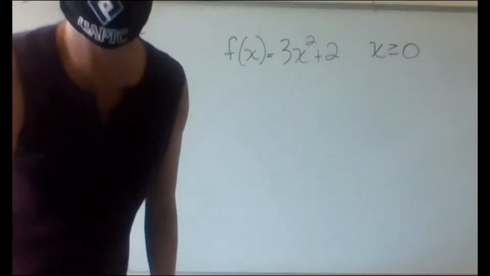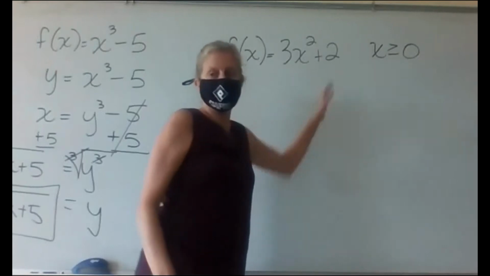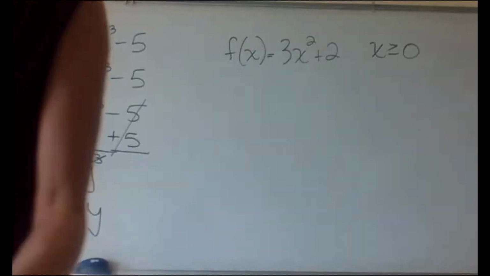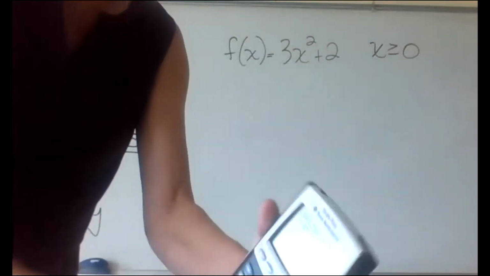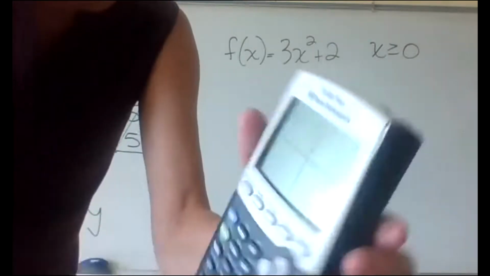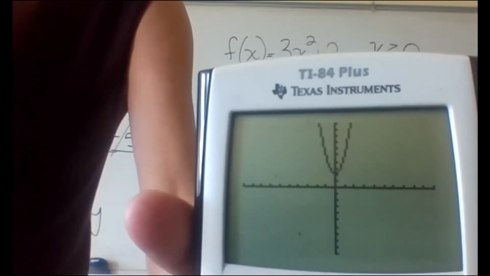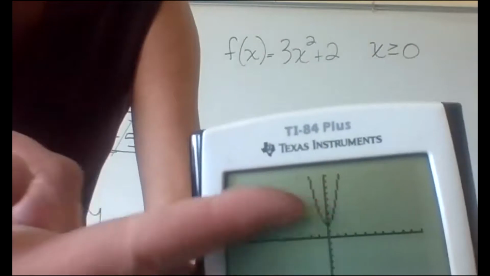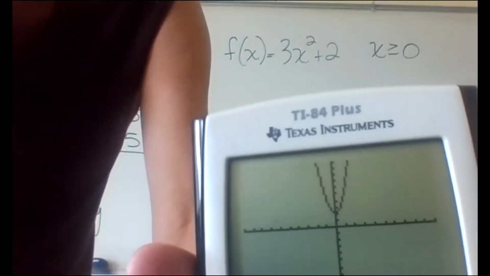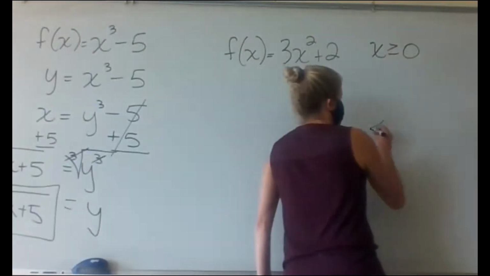It says that because if I put this in my y equals, which I actually think I have it already in my y equals. Yeah, so 3x squared plus 2, and I graph that. Look, it's not 1 to 1. The whole graph is not 1 to 1, right? Because it doesn't pass the horizontal line test. But, so this is the shape of it.